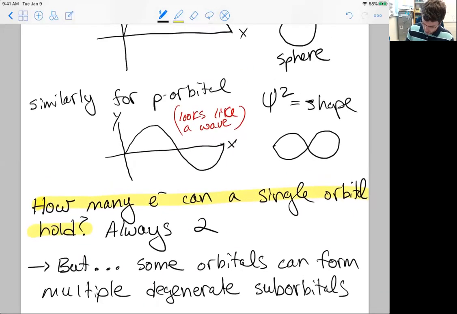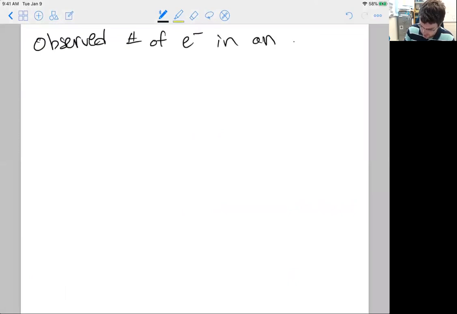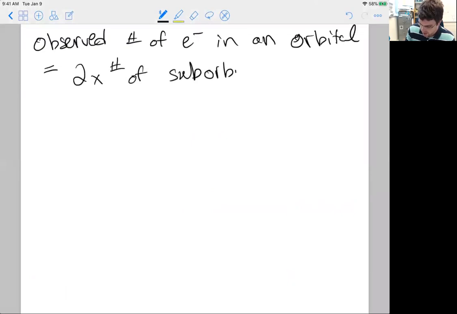Now, with this important caveat to our number of electrons, we see that the observed number of electrons in an orbital is equal to 2 times the number of suborbitals. That is, if you can form 2 suborbitals, and each of those suborbitals can fit 2 electrons, then you can have 4 electrons total. Now, where does this come to pass?